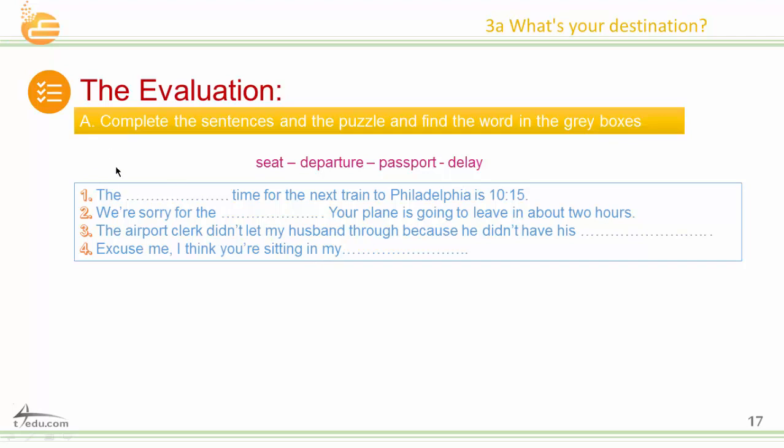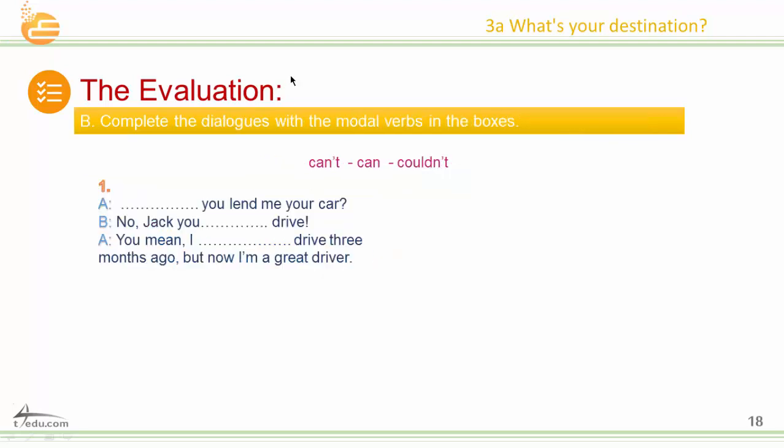Okay, let's check your answers. Number 1. The departure time. Very good. Number 2. The delay. Number 3. Passport. And finally, number 4. Seat. My seat. Complete the dialogues with the modal verbs in the boxes.